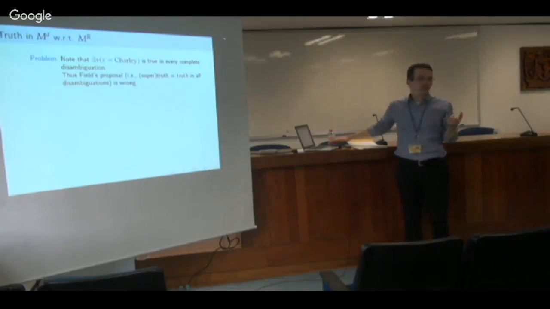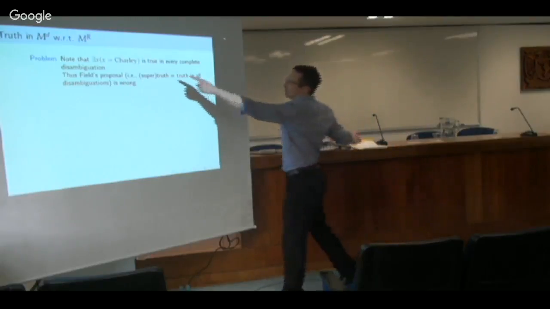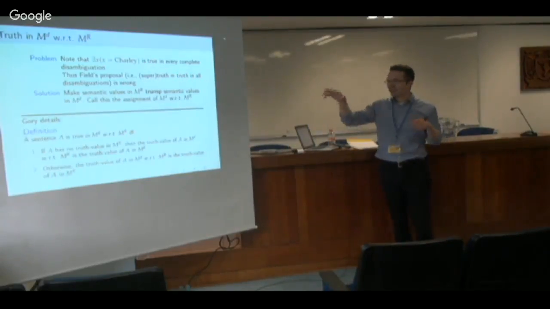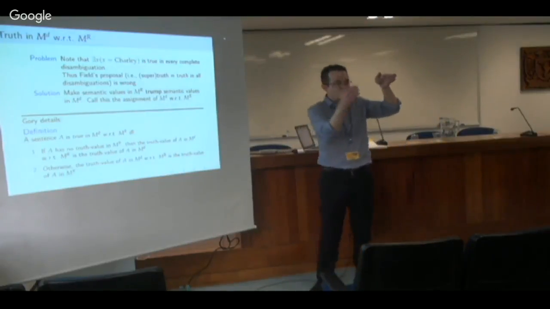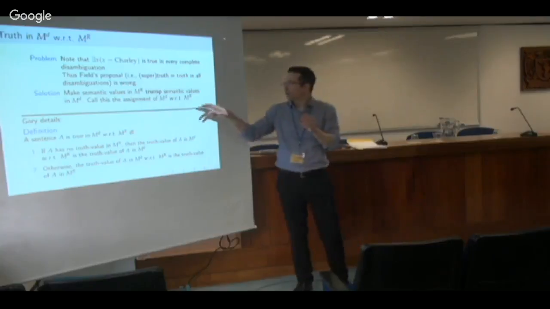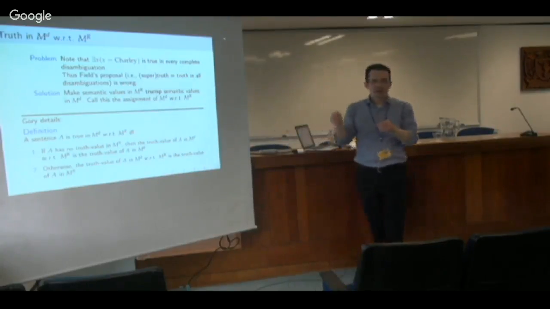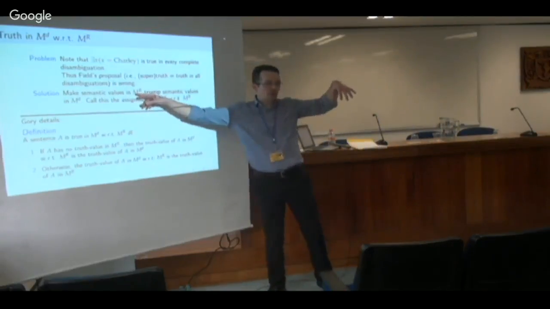So Field's original proposal is wrong. You can't just say truth is truth in all this disambiguation, because you end up saying that this is true and it's not. So the solution to this is to always say, okay, if the truth value is set by the restricted model, always respect that one. We only use the complete disambiguations to settle the truth values of sentences left undefined by the earlier stage restricted model.